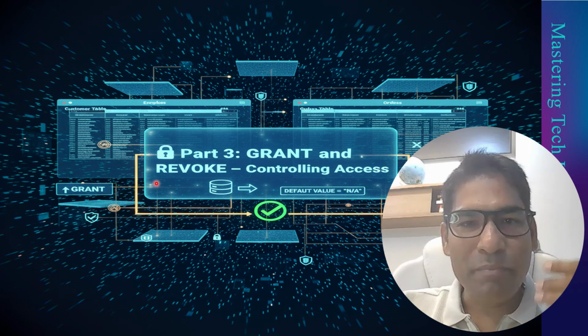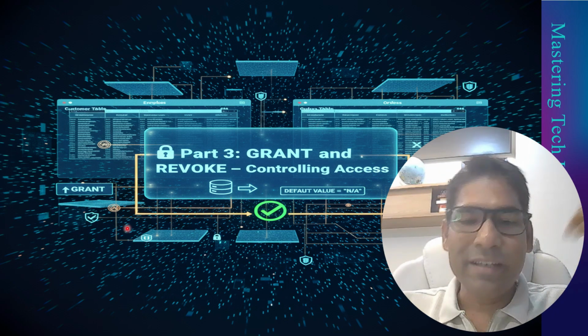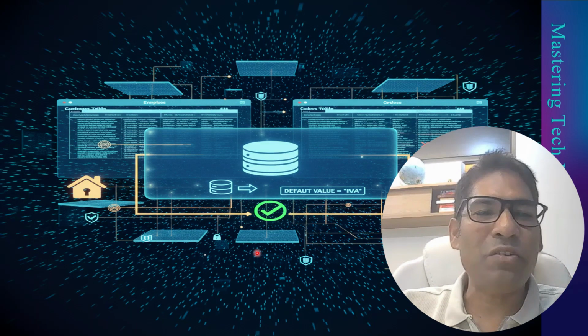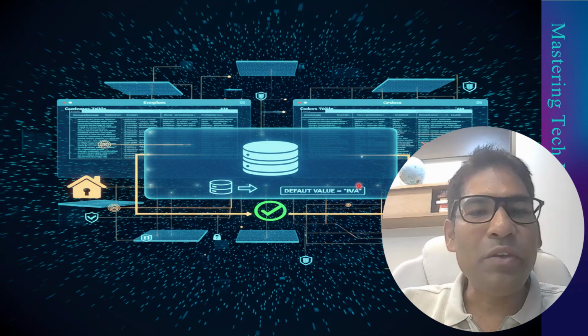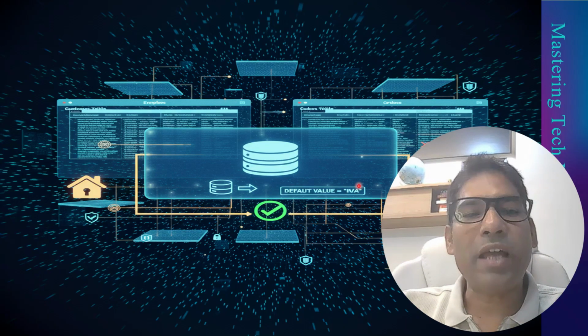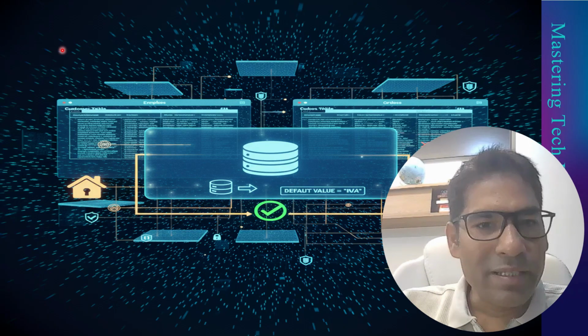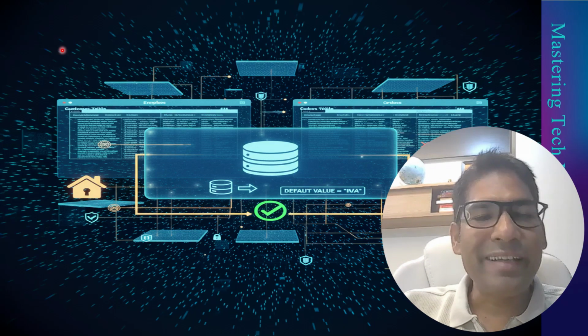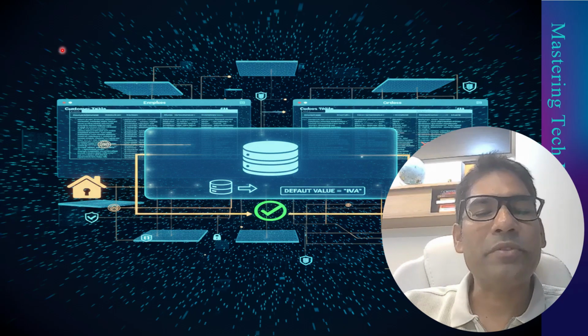Grant means give the permission. Revoke means take the permission back. Now let's talk about database access control. Just like you do not hand out your house key to everyone, similarly, you should not give full database access to everyone either. That's where grant and revoke come in.